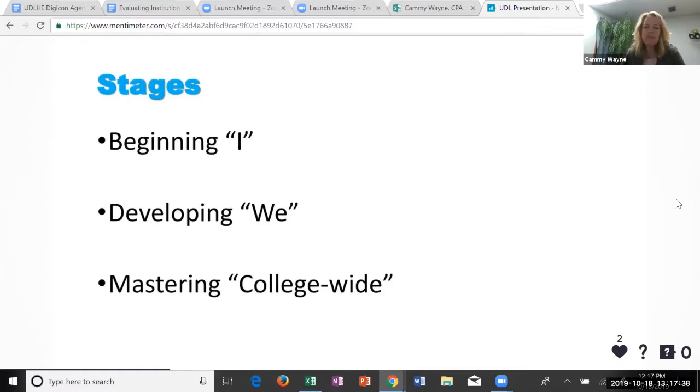And then finally, if you've been implementing UDL for quite some time, you're at this mastering level. This is a college-wide effort. So these colleges have already obtained those buy-ins from the key players, and now they're using UDL to achieve compliance to laws and regulations regarding accessibility. These aspects of UDL are taught in required training that faculty and staff have to take, and it's helpful to understand the necessity and the value that UDL provides.